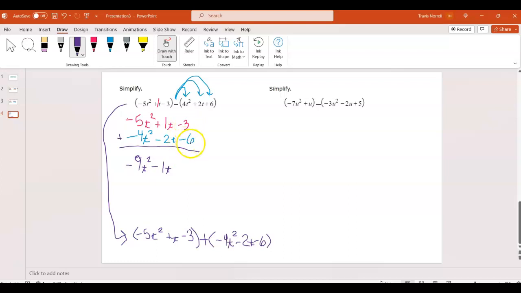Negative 3 and negative 6. Signs are the same, so we'll keep the negative sign and add the numbers together. 3 plus 6 is 9. So here could be our final answer, but we could clean it up a little by taking that 1 out. So negative 9t squared, because 1 times t is just t, so minus t minus 9. And there's your final answer.